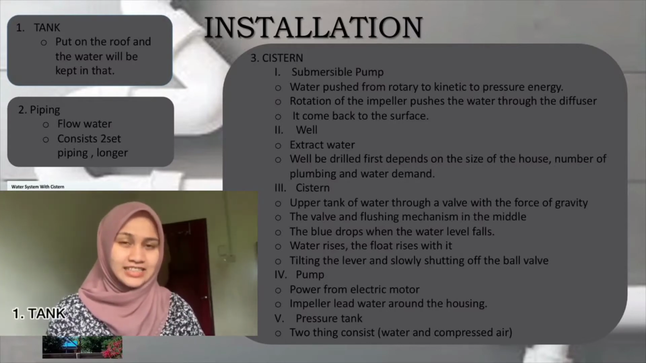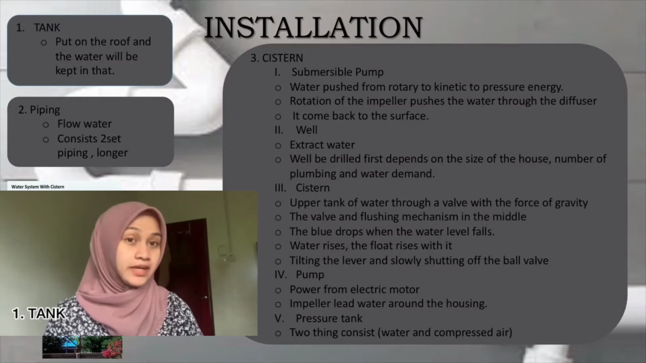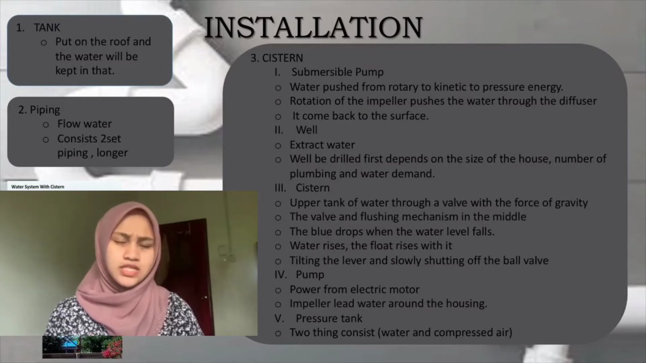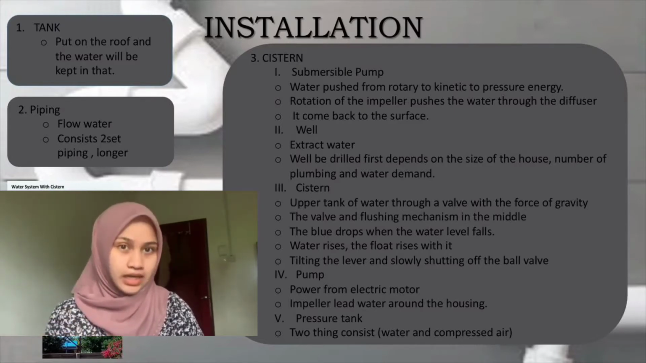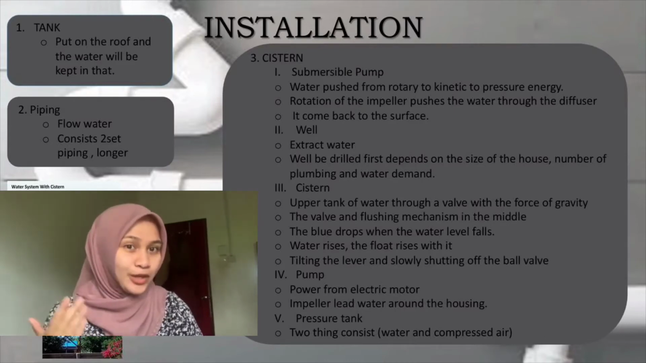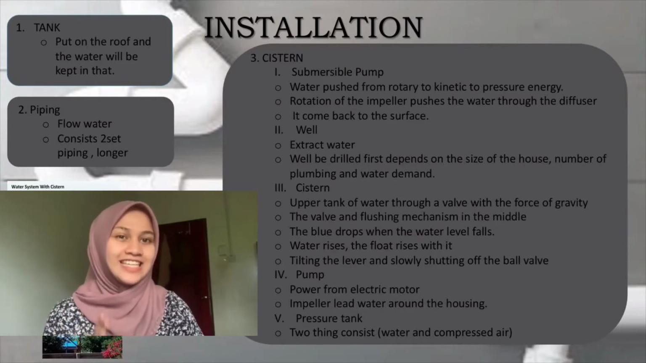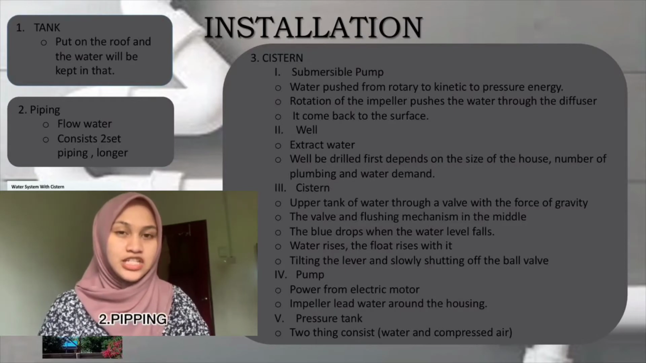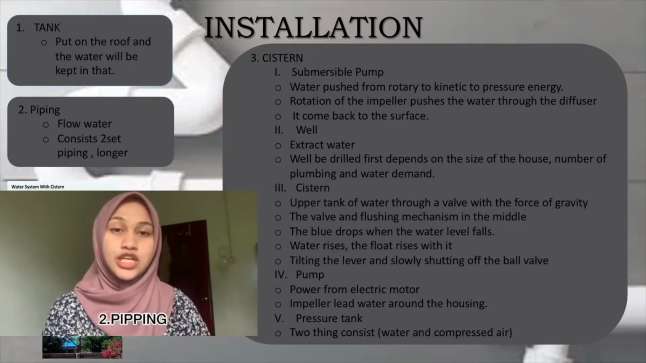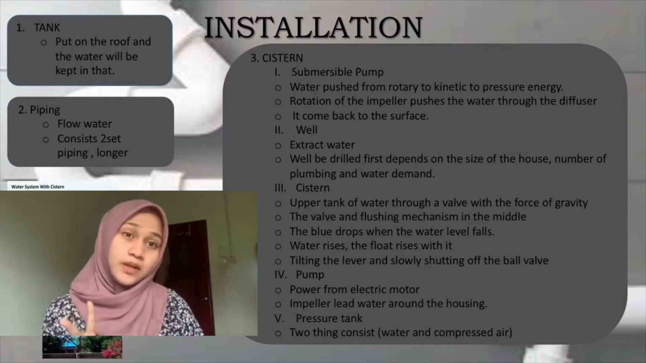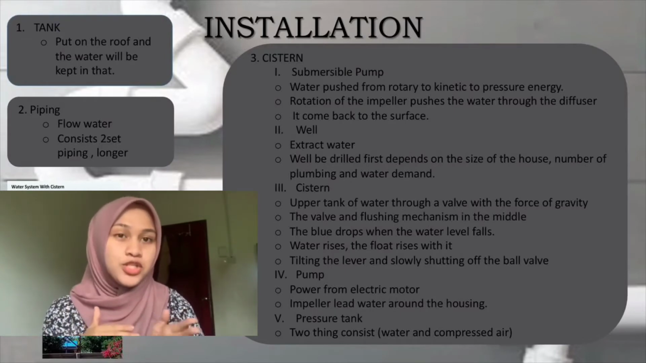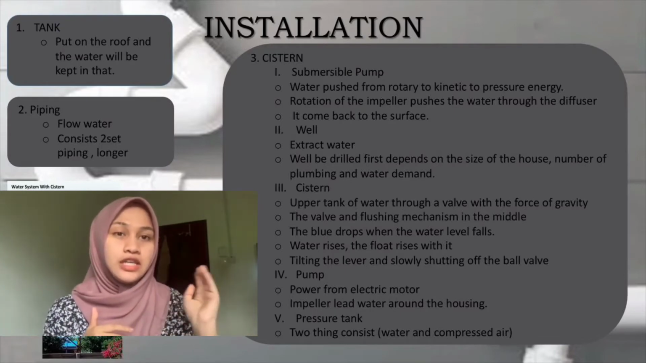First is the tank. The tank will normally be put on the roof and covered by the ceiling, but overseas you will see they put the tank outside of the house. The difference is the way you install it, but the function is still the same. Another installation is piping, where we use two sets of piping, normally longer, for water to go through and flow into the house.